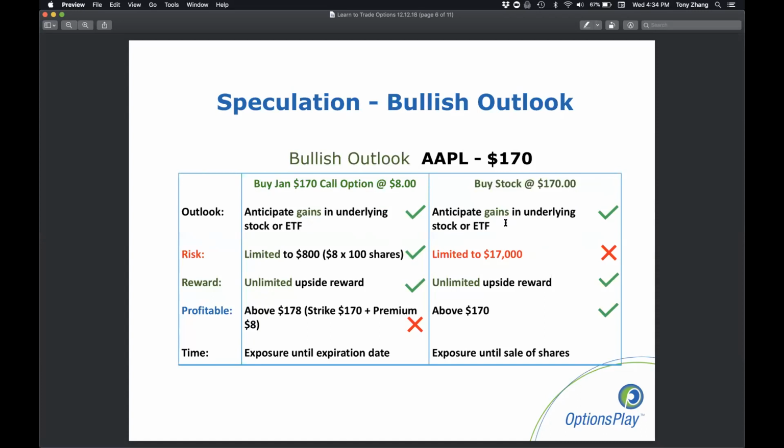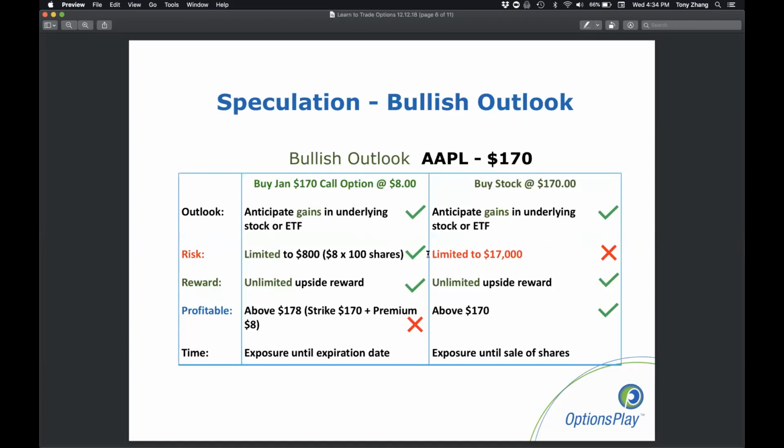This is really where the difference is extreme, because if you buy Apple stock, your risk is limited to the amount of money that you're paying for that stock. So if you're buying 100 shares of Apple at $170 a share, your risk is limited, but it's limited to $17,000. If the stock goes to zero, you lose $17,000.